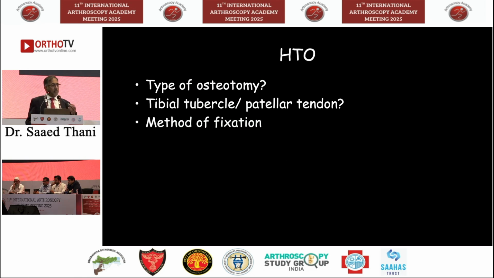So when we talk about tibial osteotomy, there are multiple types. We need to worry about changing 22 degrees, so that means we're going to elevate the medial joint line about 20 millimeters at least. And this will affect the tibial tubercle and the patellar tendon length, so we need to work on that when we operate, and we need to know what method of fixation.